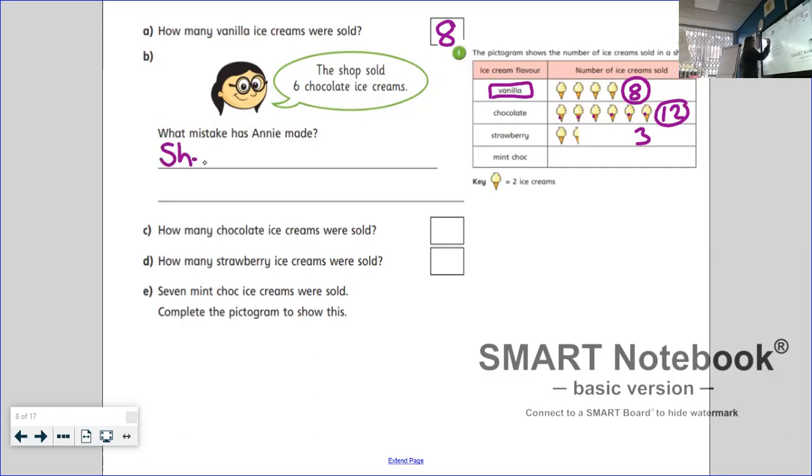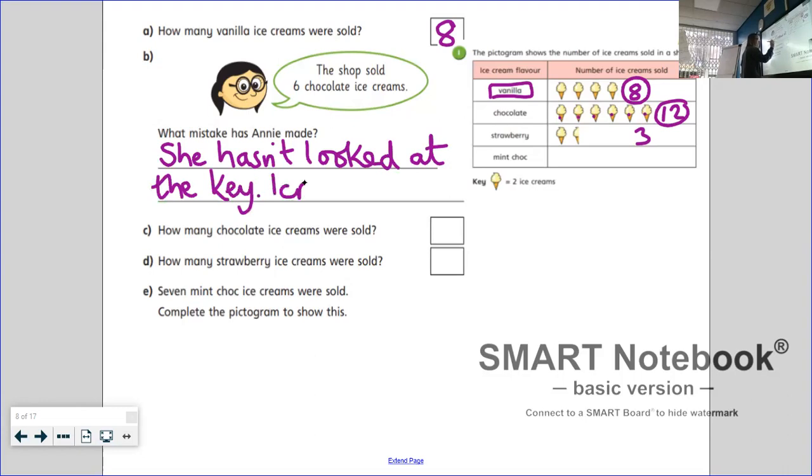she hasn't looked at the key. 1 ice cream equals 2, not 1. There you go. So let's look at the next question.